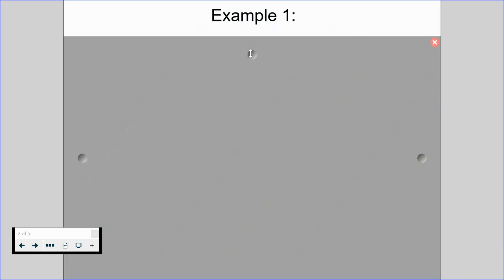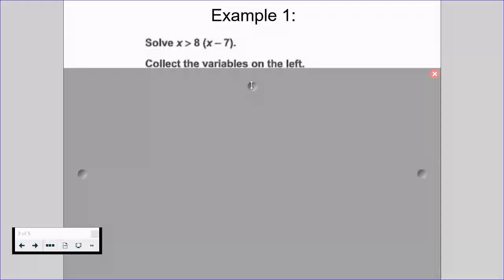So let's go through this first example. Now, your guided notes has it where it asks you to collect variables on one side of the inequality, whether collect on the left or collect on the right. So let's go through example 1, which is about how to collect your variables on the left-hand side of that inequality. We have x is greater than 8 times the quantity x minus 7. So we notice we have variables on both sides. So we need to get our variables to one side and what we call our constants to the other.